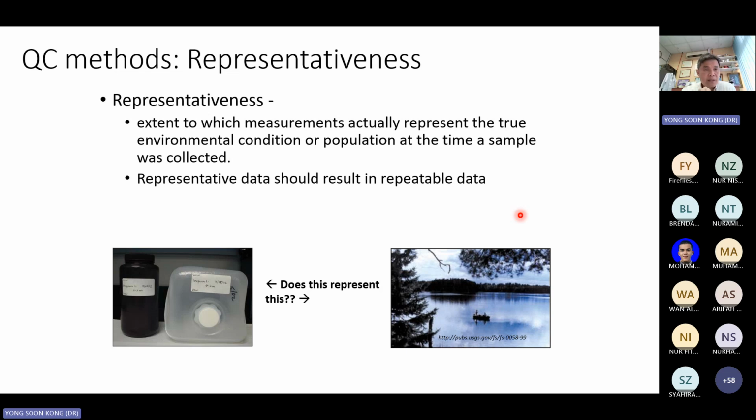So, okay. I think this one that I did not explain to you earlier is representativeness. So representativeness is what you can see right here, the extent to which measurement actually represents the true environmental condition or population at the time the sample was collected. Like I told you earlier, the river of Sungai Tua is quite long and quite big. How do you ensure that your sampling design meets this requirement? In order to meet this requirement, you have to sample as many points as possible, as well distributed as possible, and as many samples as possible.